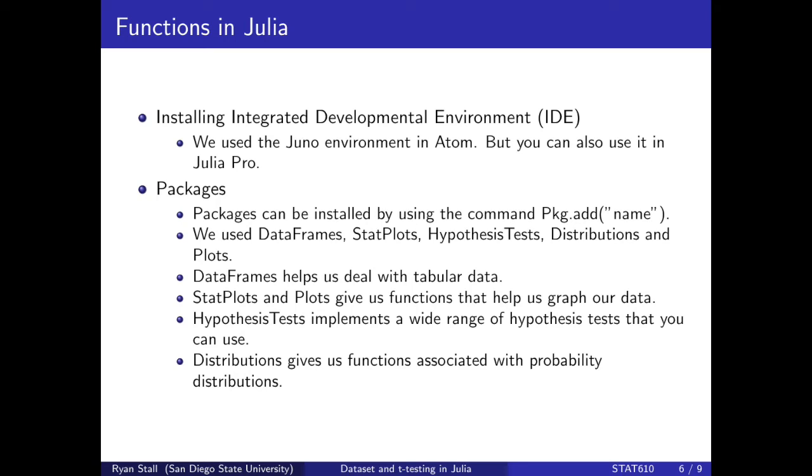There are numerous packages available in Julia, but for our project, we only used 5. The 5 packages we used were DataFrames, StatsPlots, HypothesisTests, Distributions, and Plots. DataFrames helps us deal with tabular data. StatsPlots and Plots give us functions that help us graph our data. HypothesisTests implements a wide range of hypothesis tests that you can use. And finally, Distributions gives us functions associated with probability distributions.